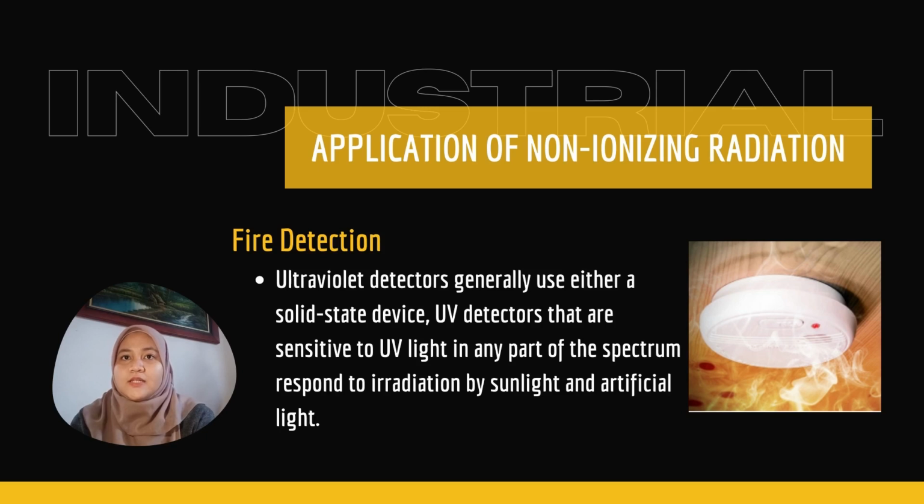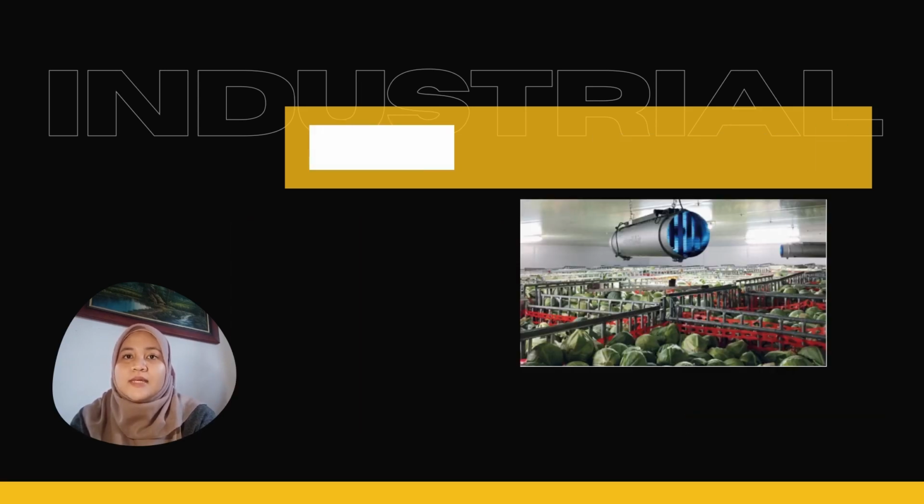Next is application of non-ionizing radiation in industrial. First is fire detection. Fire detection uses ultraviolet detectors. They generally use either a solid state device or UV detectors that are sensitive to UV light in any part of the spectrum and respond to irradiation by sunlight and artificial light.